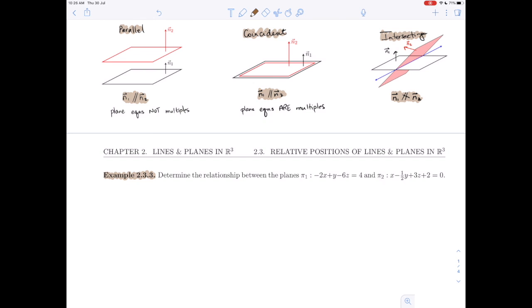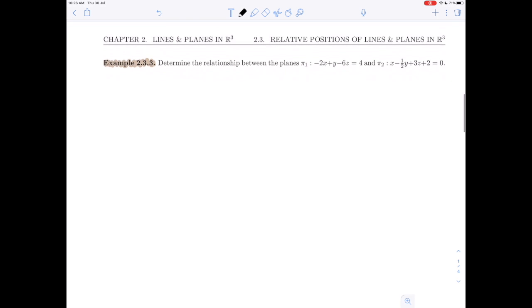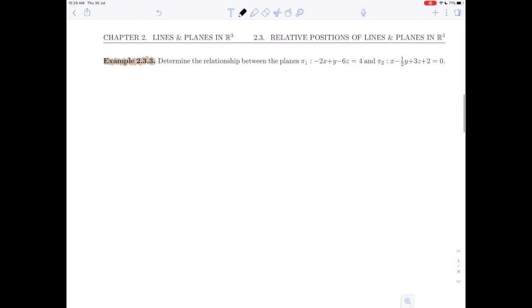In the case where the planes are parallel, the equations are not multiples of each other, whereas in the case that the planes are coincident, the plane equations are multiples of each other. So we are going to start, first of all, by examining the normal vector. And then if we need to, we'll do a follow-up examination of the plane equations. So let's go to example 2.3.3.